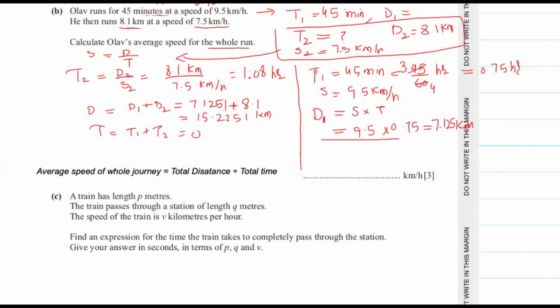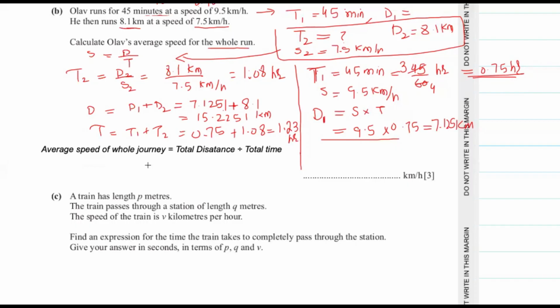Look here, this is T1 time, and this T1 time is 0.75, and T2 is 1.08, and we can write this 1.83 hours, and we can calculate average speed. This will be equal to total distance divided by total time. Here the total distance will be D1 plus D2.